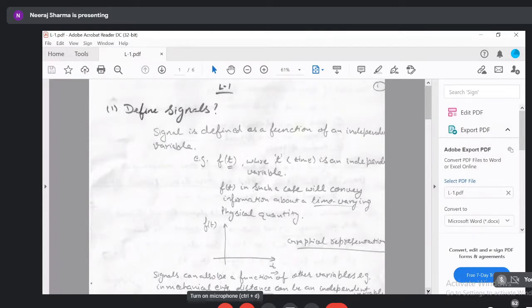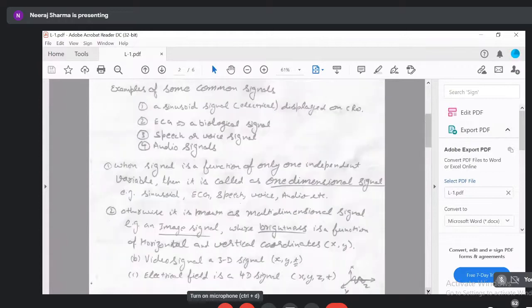Similarly, I(t), that is the current, can be defined as I(t) equal to I sine omega t, where omega is the frequency and t is the independent variable, that is time. In this way, you can define electrical current and electrical voltage as a signal. Generally, throughout this particular subject, we are going to see the signals which are defined as a function of time only. Now, these are some of the common examples of the signal.